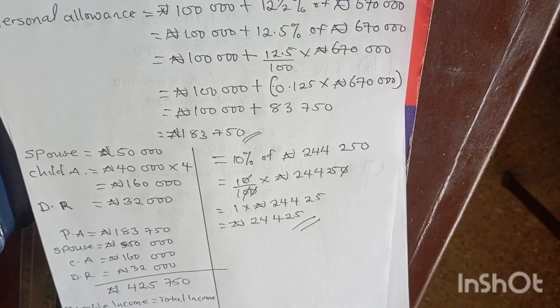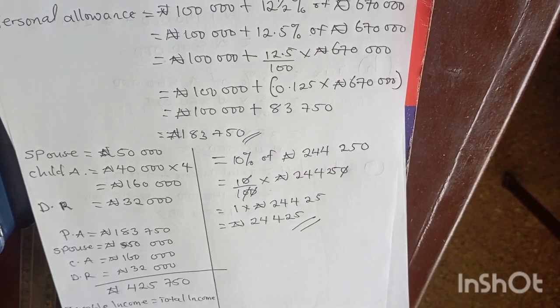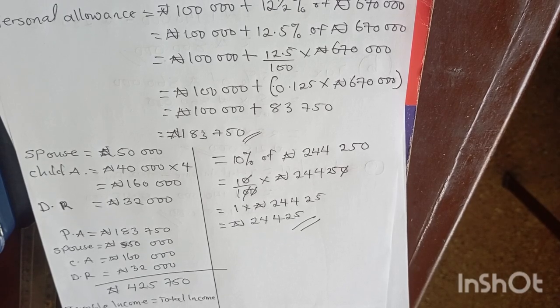But in a case where dependent relative is not mentioned and child allowance is mentioned, that means you go with the man's personal allowance and then child allowance. In a situation where spouse is mentioned, child allowance is mentioned, dependent relative is mentioned, and then life insurance is mentioned, that means you sum all of them. But note that this table can be changed. It's not constant.